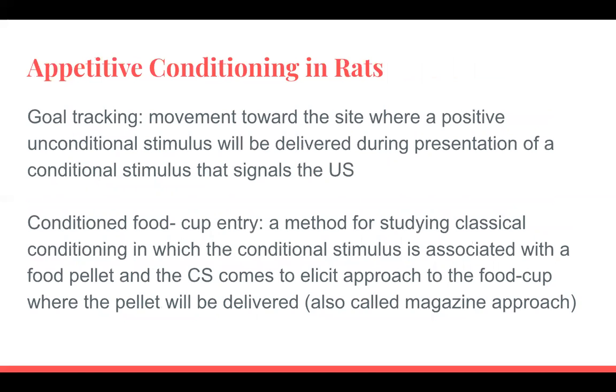Appetitive conditioning in rats, goal tracking: movement toward the site where a positive unconditional stimulus will be delivered during presentation of a conditional stimulus that signals the unconditional stimulus. And then conditioned food cup entry, also called the magazine approach. This is a method for studying classical conditioning in which the conditional stimulus is associated with a food pellet, and the CS comes to elicit approach to the food cup where the pellet will be delivered. That's all.